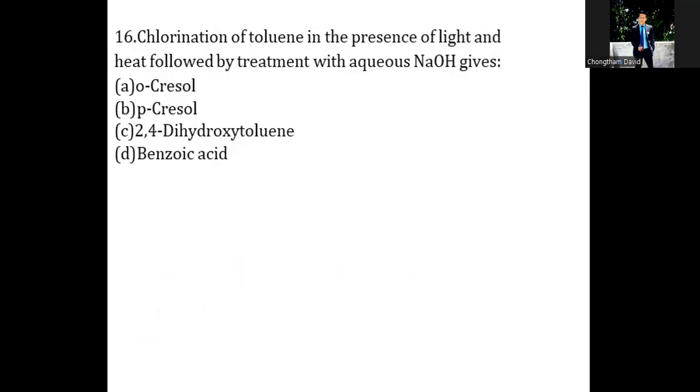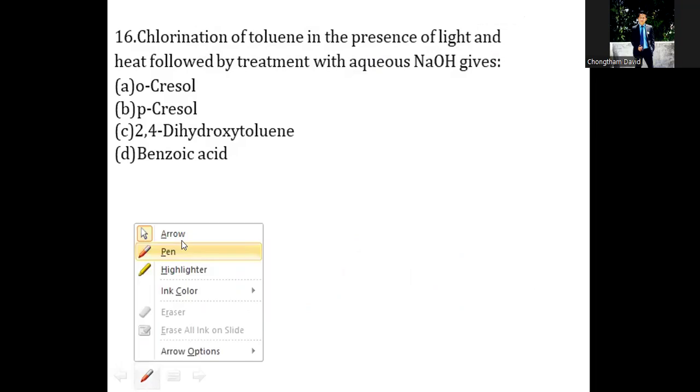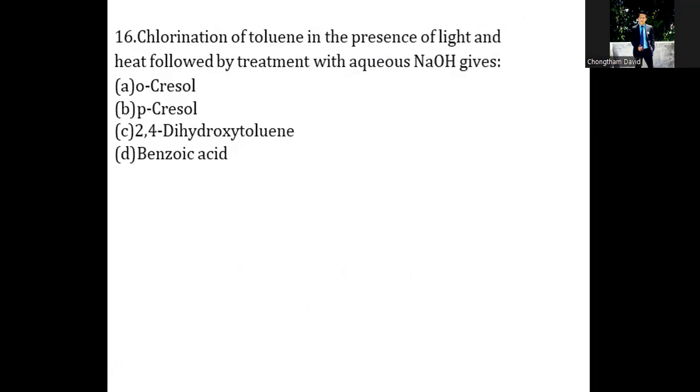Question number 16. Chlorination of toluene in the presence of light and heat followed by treatment with aqueous sodium hydroxide gives. So let us write the reaction. You know, toluene is methyl benzene. In the presence of light and heat, chlorination takes place. All this hydrogen is going to be substituted by chlorine, because you know the reaction in alkanes, they have the habit of substitution.